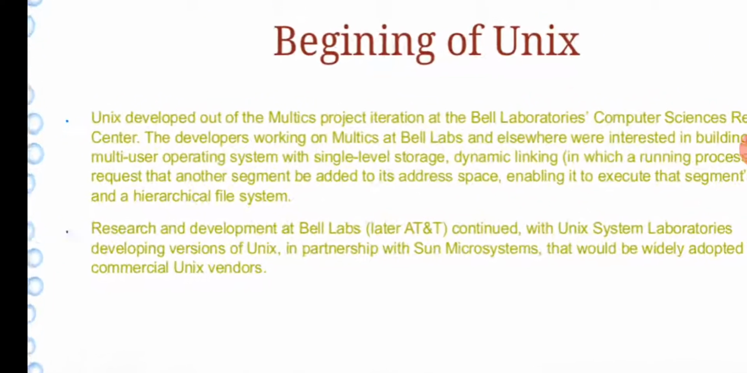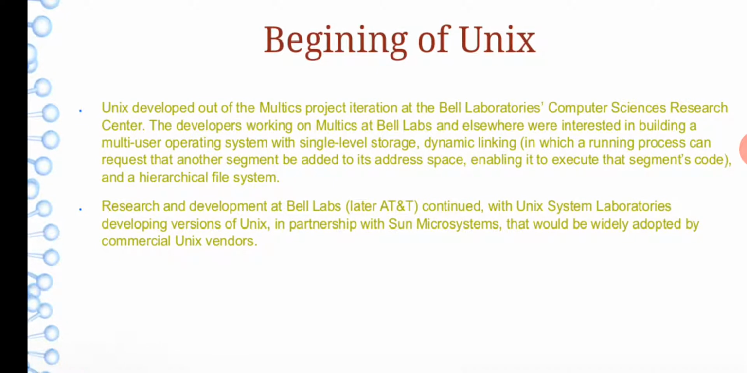Now, the beginning of Linux, so some history can be understood. Unix developed out of a multi-project iteration at Bell Laboratories, so they kept on experimenting on Unix concepts. Okay, computer science research center, so there was a separate research center. They tried to develop so many flavors of operating system, different experiments they conducted to build that Unix. The developers working on Multics at Bell Labs and elsewhere were interested in building a multi-user operating system with single-level storage, dynamic linking, and one hierarchical file system. So they were experimenting on these criteria to get a better operating system in Bell Labs.